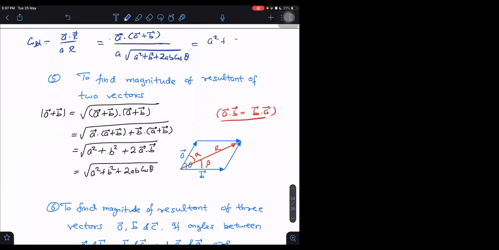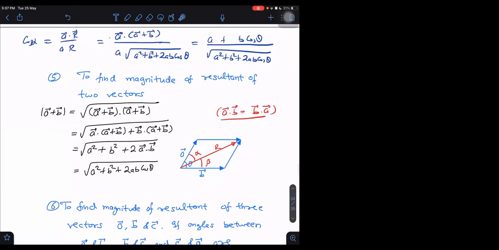What is the numerator? Numerator becomes A square plus AB cos theta, upon A. One A will get cancelled, because in the numerator also we have A square plus AB cos theta, so I can cancel one A with that. We are left with A plus B cos theta upon root of A square plus B square plus 2AB cos theta. That is equal to cos alpha. Getting cos alpha or not? So what will be alpha? Alpha will be cos inverse of this.